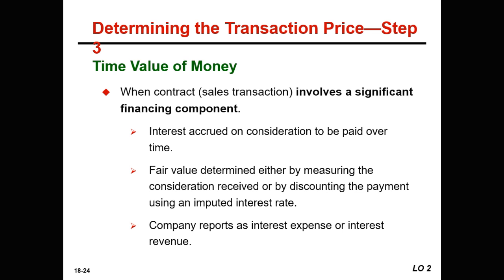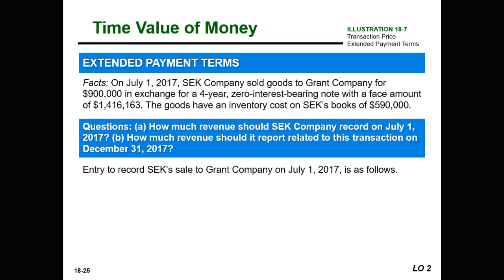So let's look at some extended payment terms that can occur in contracts. Again, this is not unusual, especially with a significantly large project. So on July 1st, 2017, SEK Company sold goods to Grant Company for $900,000 in exchange for a 4-year zero interest-bearing note with a face amount of $1,416,163. The goods have an inventory cost on SEK's books of $590,000.